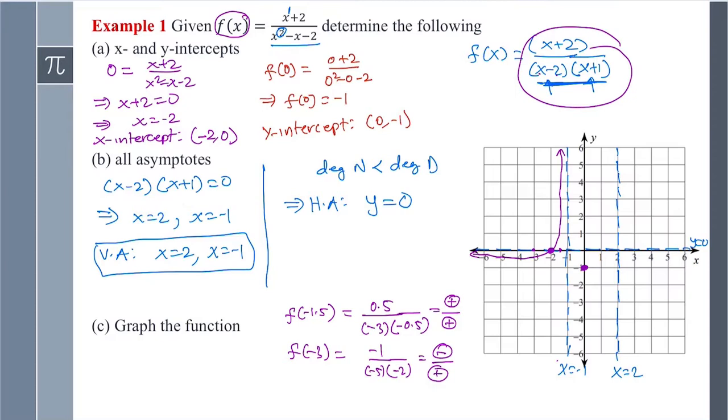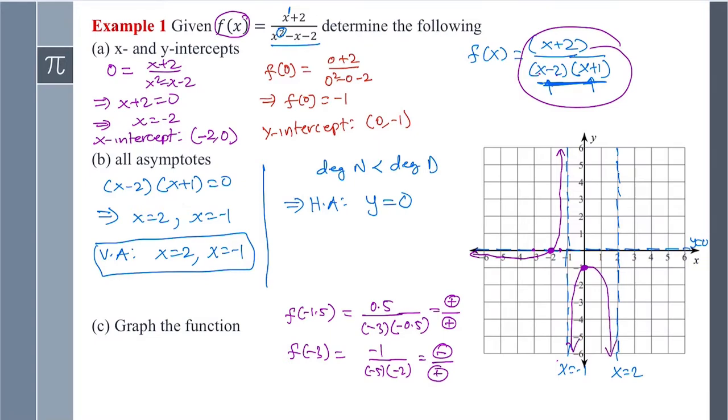Now what happens to the graph in between these two values? We know that the y-intercept is here, so the graph passes through this point. Now it cannot cross the x-axis because there is no x-intercept in between. So that means we can easily figure out that the graph goes like this.